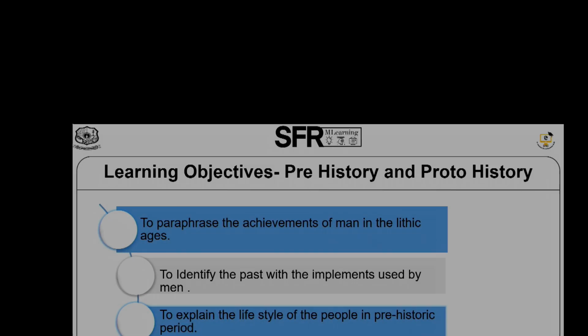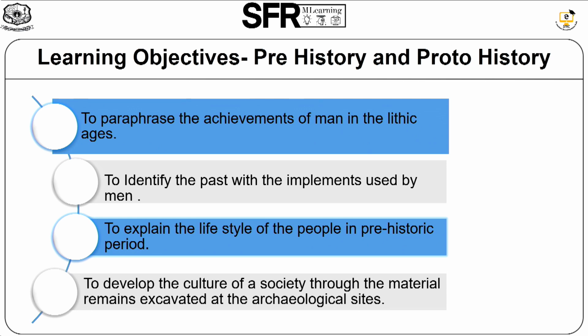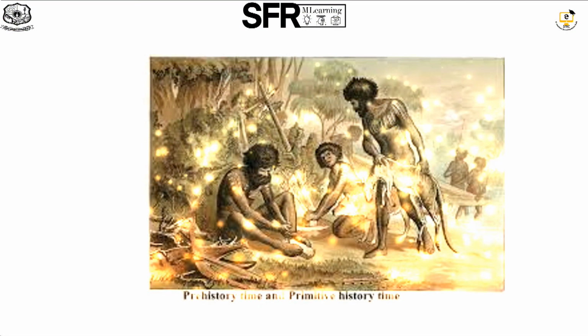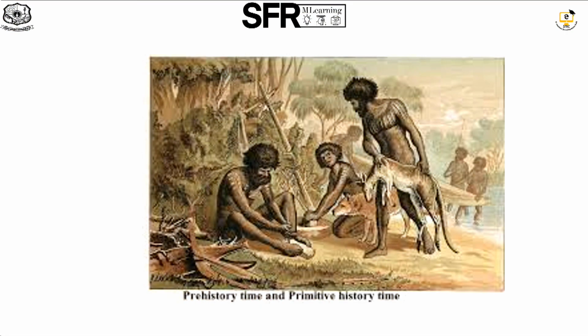In this module we are going to see about prehistory and proto-history and the learning objectives of prehistory and proto-history. The important learning objectives of prehistory are to paraphrase the achievements of man in the lithic ages. Lithic ages, we already know the three types: Paleolithic, Neolithic and Mesolithic. Also to identify the past with the implements used by men, to explain the lifestyle of the people in the prehistoric period, and to develop the culture of society through material remains excavated at the archaeological sites. So these are the objectives of excavation to study the history of past cultures.